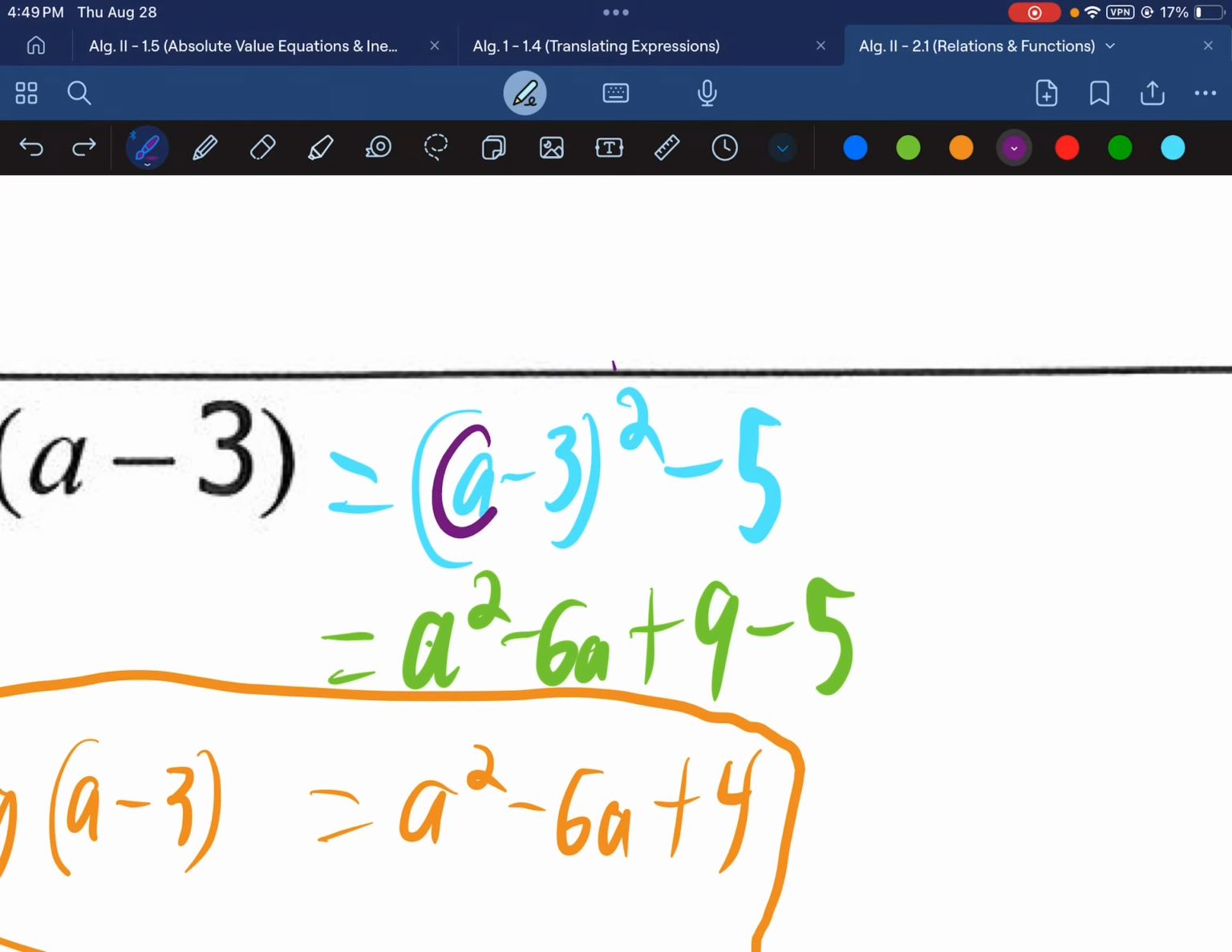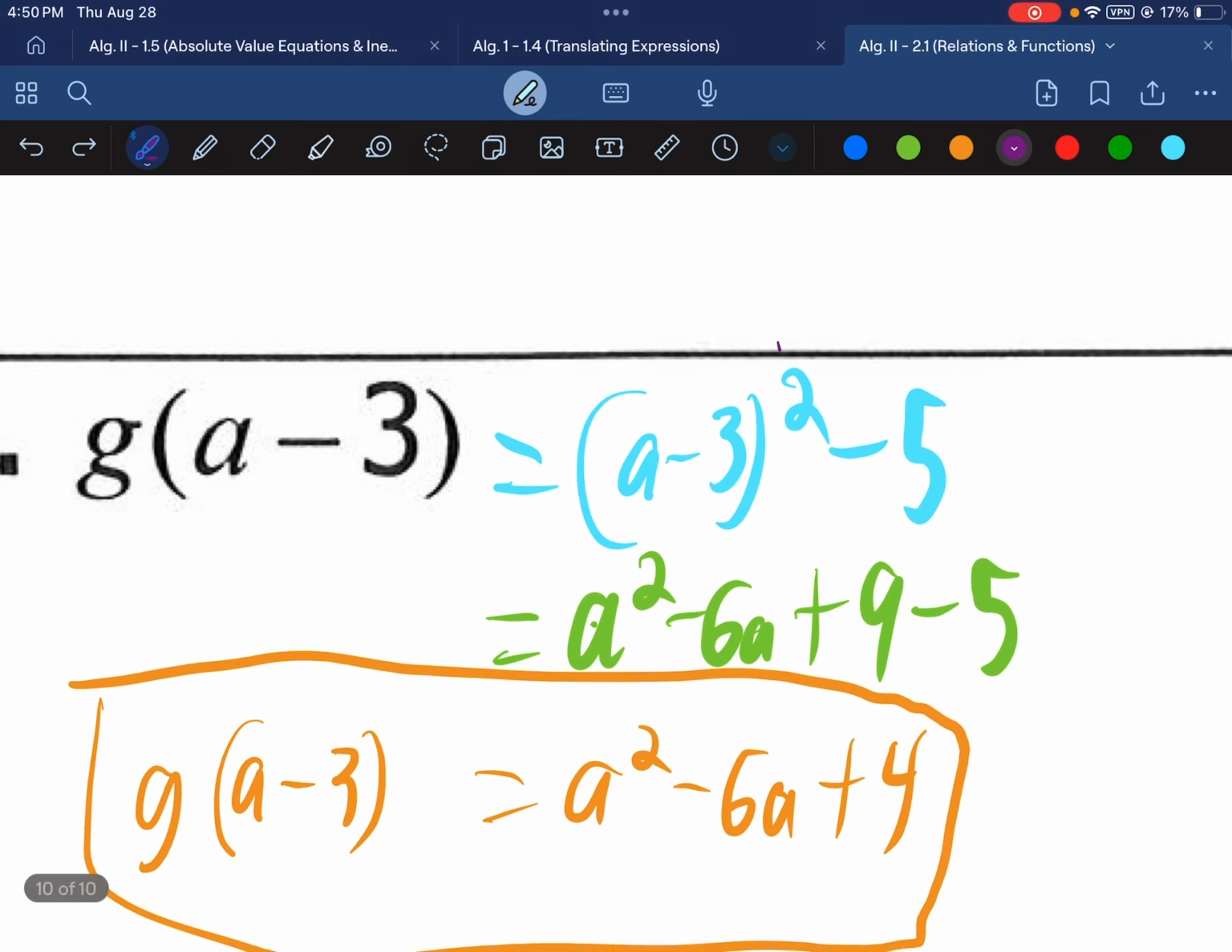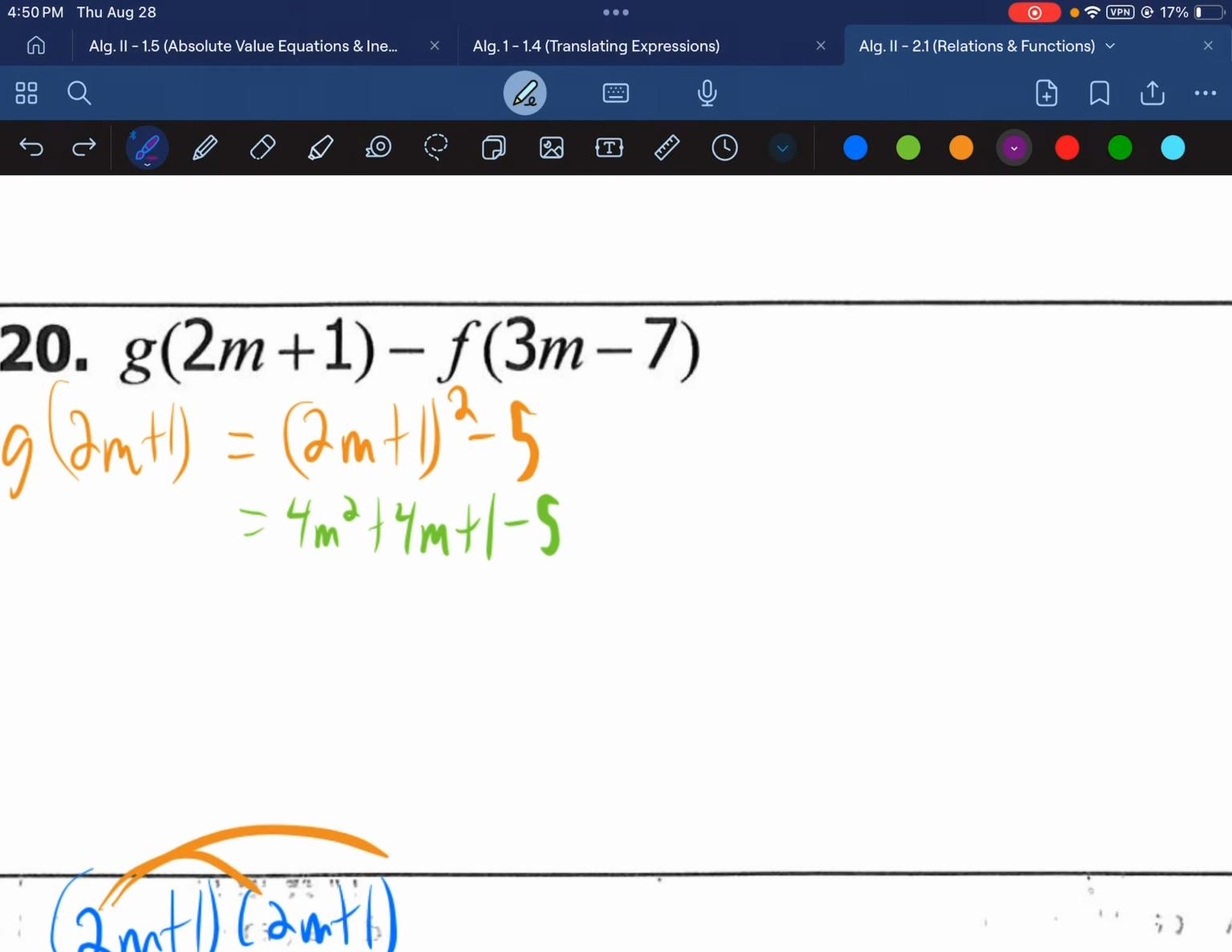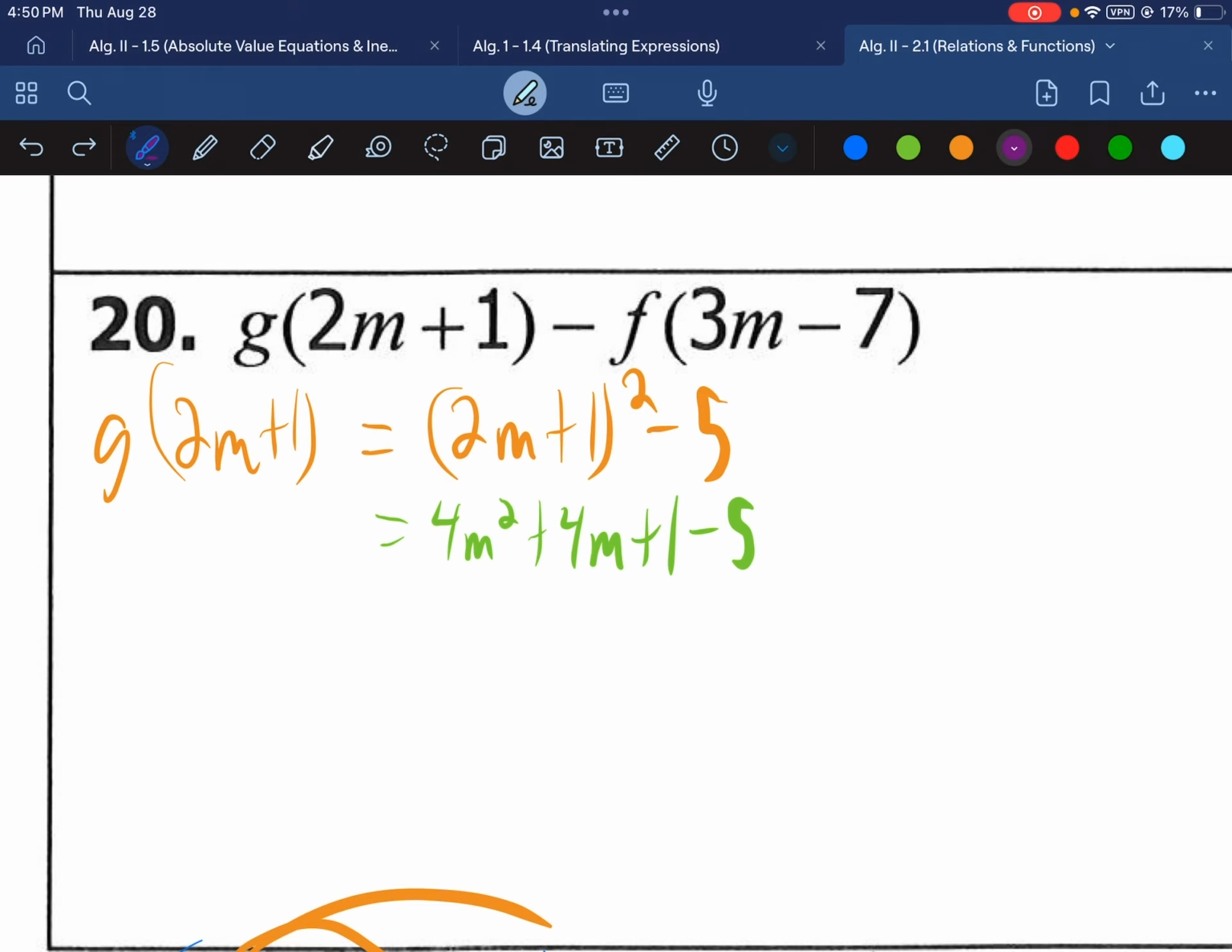A minus 3 quantity squared. A squared is a squared. You square negative 3 and you get positive 9. We multiply these together and we get negative 3a. Double that, we get negative 6a. So that's a shortcut you can do as well, where you square the first, square the last, and in the middle, you multiply those two together and double it. Down here, let's finish off g of 2m plus 1 by getting 4m squared plus 4m minus 4.